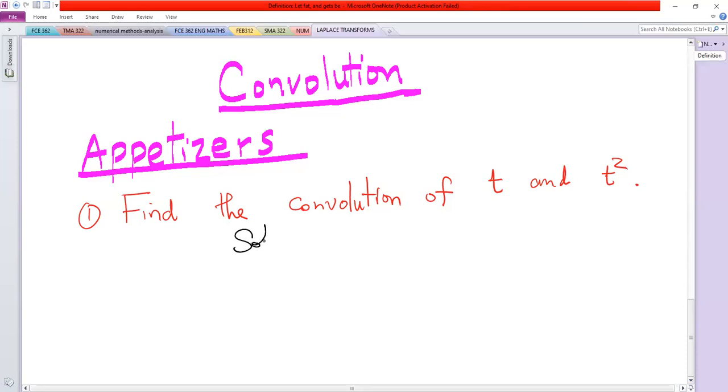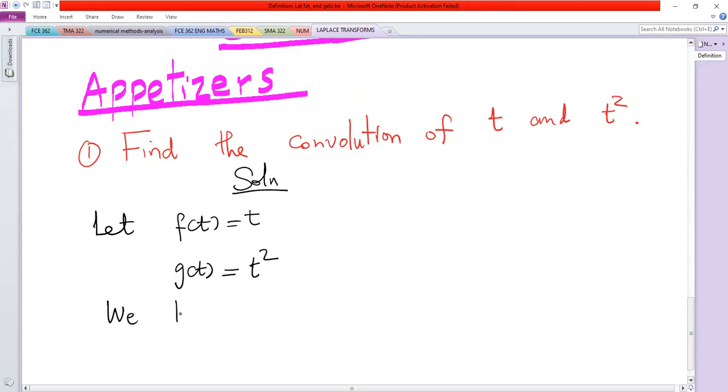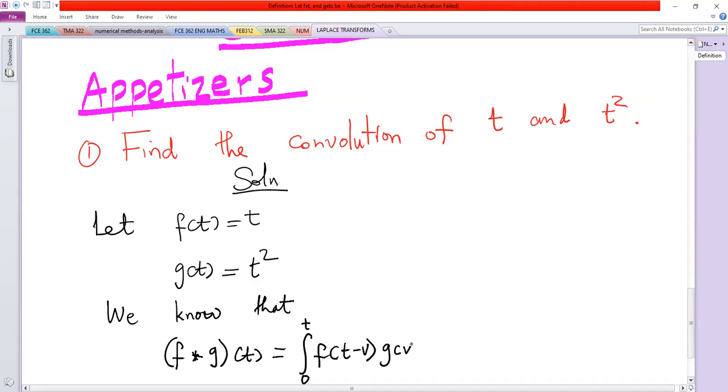Solution for this. Let us call f of t the function t, and g of t the second function, t squared. By definition, the convolution of f and g, denoted by f star g, is a function of t given by the integral from 0 to t of f of t minus v times g of v, with the integral taken with respect to v. This is by definition.